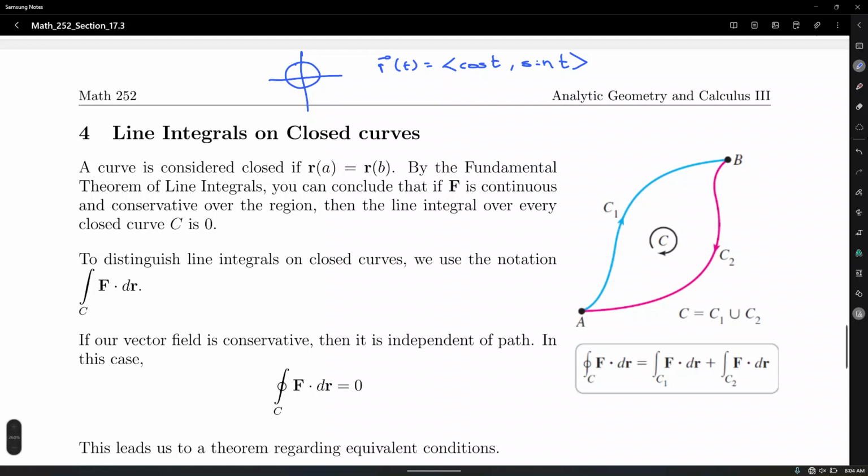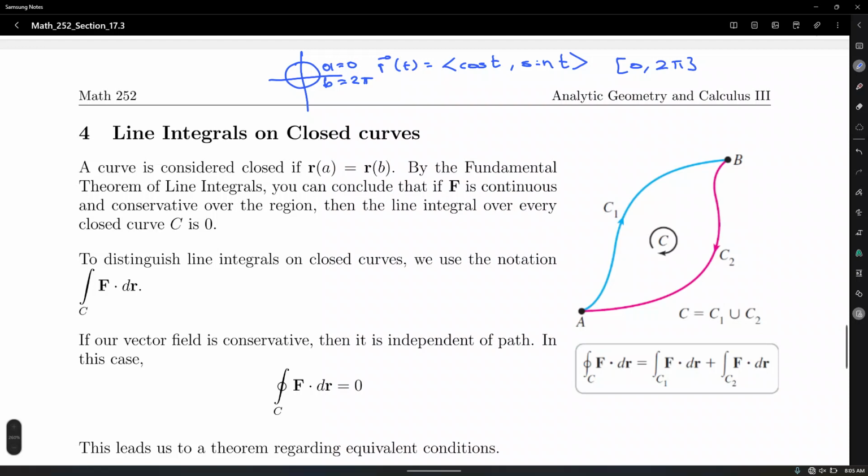But what if I start at 0 and finish at 2 pi? So that is a equals 0, b equals 2 pi. But do you guys agree this is the same point? It's just a different value of t, but it's going to take us back to the same point. So that's what makes it closed.